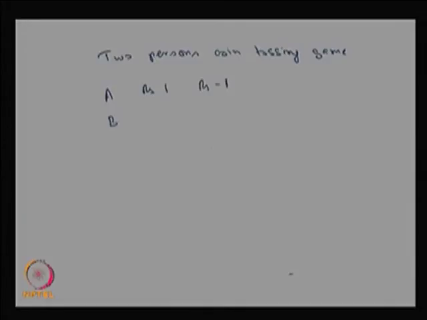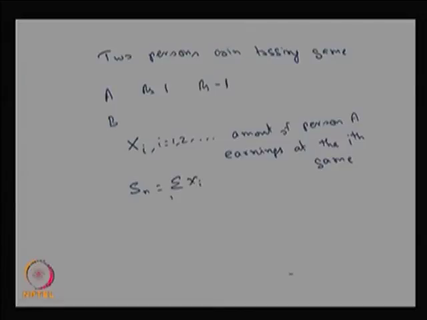rupees 1 to B. So, accordingly, I can create a random variable Xn or Xi for i equal to 1, 2 and so on. Therefore, Xi denotes the amount person A is earning at the ith game. Similarly, we can construct a stochastic process for player B and calculate the measures of interest.